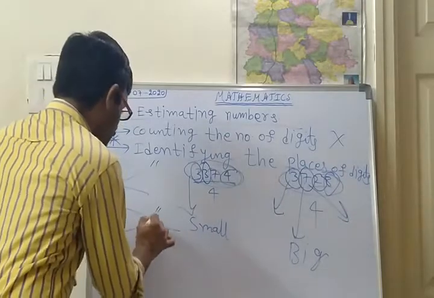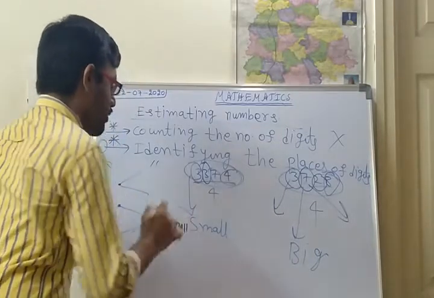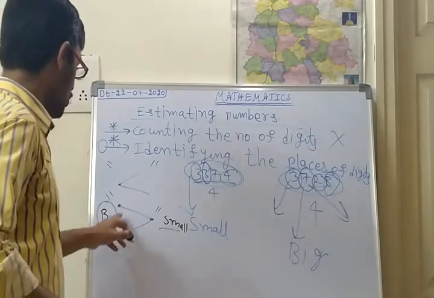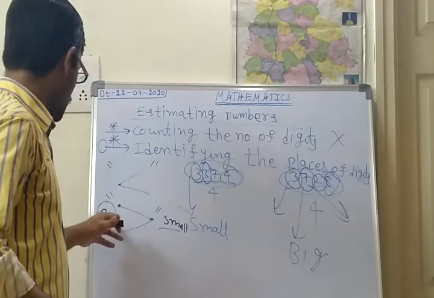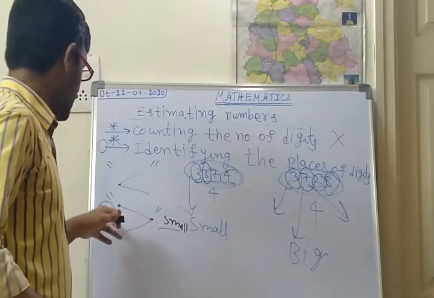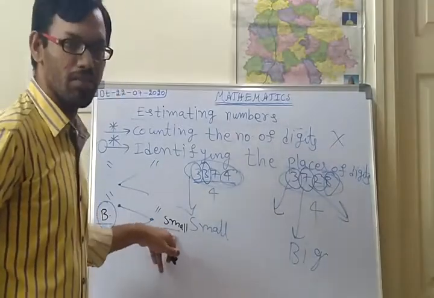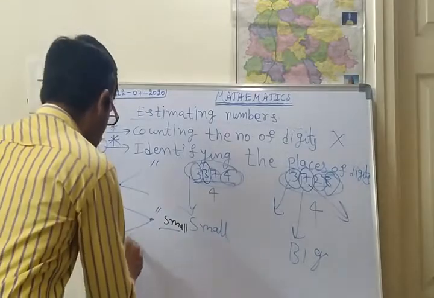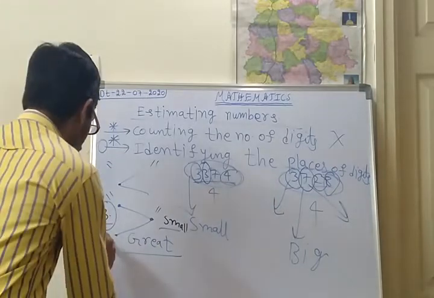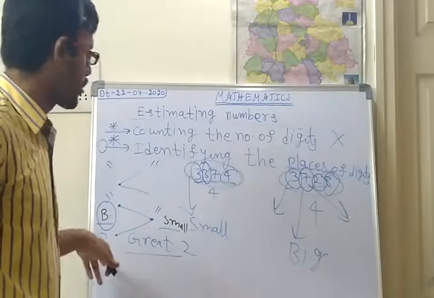Here one dot is there, so obviously the smallest number will be there. Here the biggest number will be there, because two dots are there. 2 is bigger than 1. So the number at the side of two dots will be the biggest number, and at the side of one dot will be the smallest number. This is a greater than symbol. Suppose here 3 is a, here 2 is a. 3 is greater than 2, like that you should be able to identify.